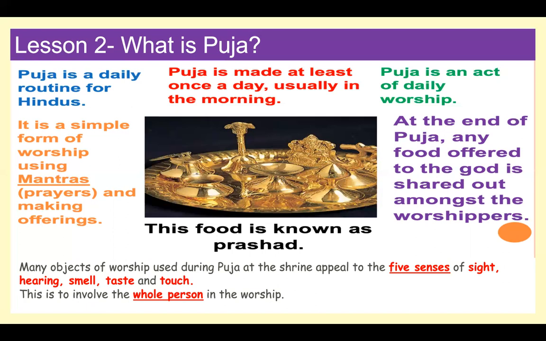Now, many objects of worship are used during puja at the shrine that appeal to the five senses of sight, hearing, smell, taste, and touch. And this is because it involves the whole person in worship. Rather than just what we might see, what we might taste, we think about all of our five senses.